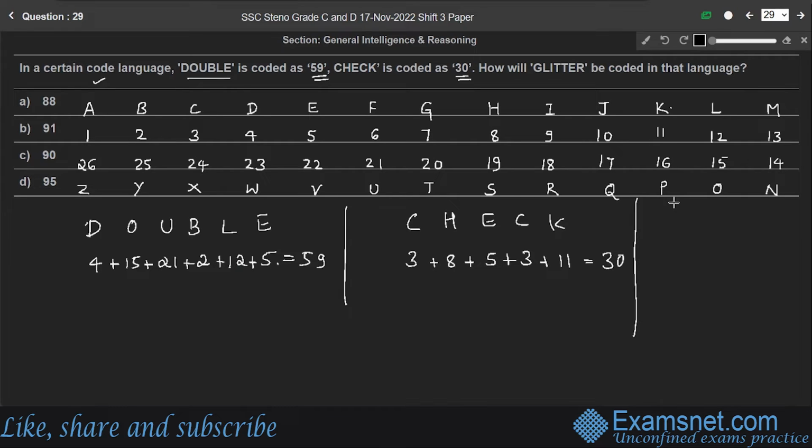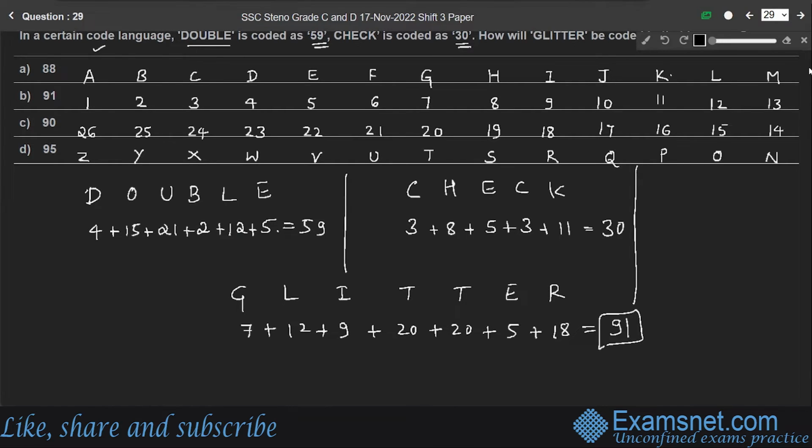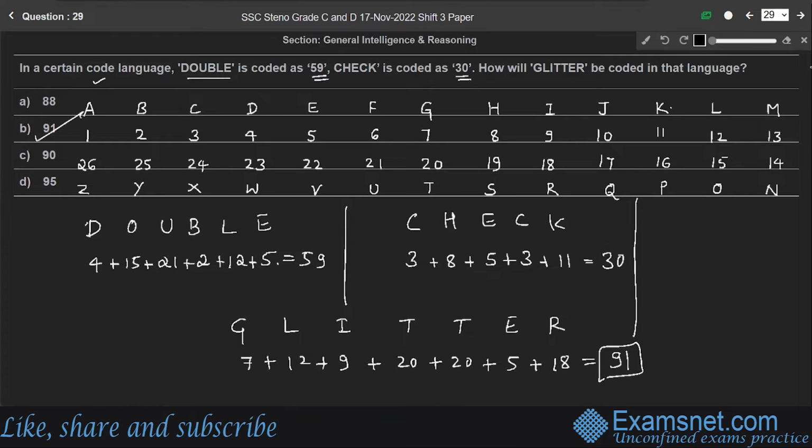Similarly, for the next word, glitter, G-L-I-T-T-E-R. So we'll write their positional values. G is 7, L is 12, I is 9, T is 20, again T is 20, E is 5, and R is 18. So add the positional values: 7 plus 12, 19, plus 9, 28, plus 20, 48, plus 20, 68, plus 5, 73, plus 18, 91. So 91 is the code for the word glitter. Option B is the right answer.